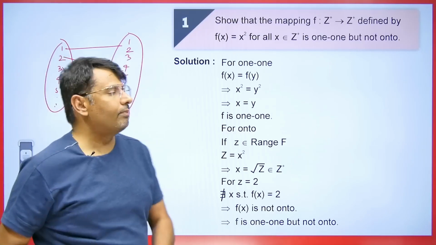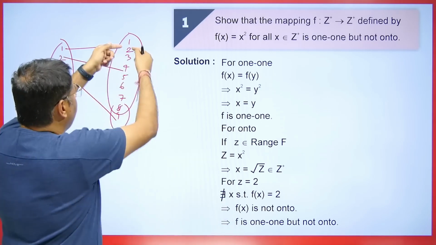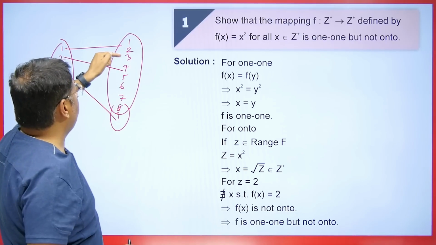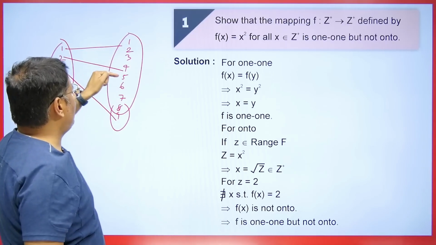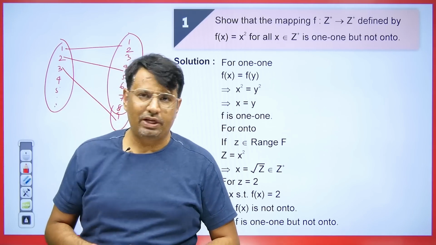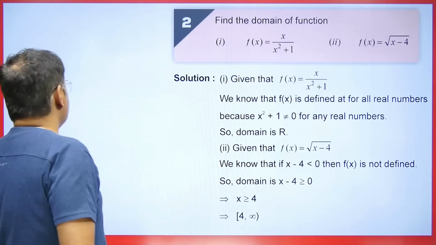So it will be a 1-1 function, but the function will not be onto. The reason for this is that this element will be blank. And the range and codomain are not equal, because the pre-images of 2, 3, 4, 5, 6, 7 will not exist. So it will not be an onto function. So like this, we can prove this easily. Okay, let's move on to the next question.